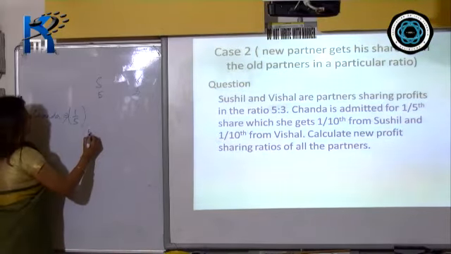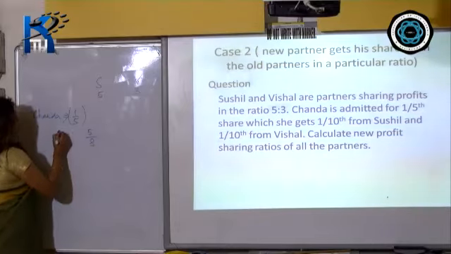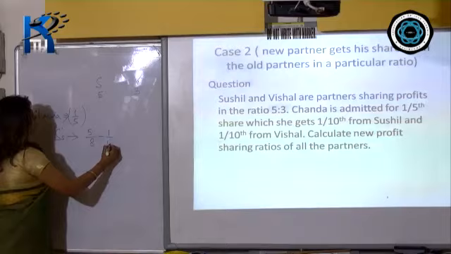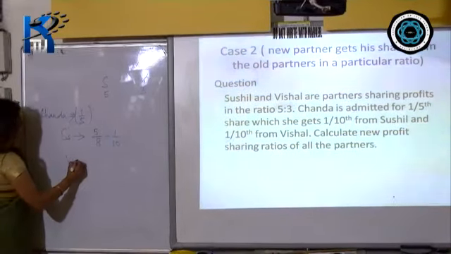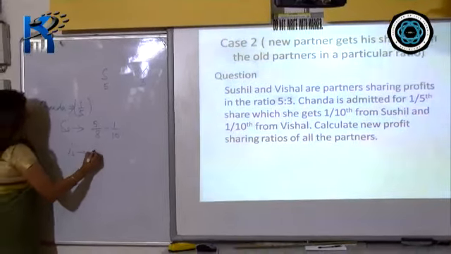So 5/8 was Sushil's share. He is going to sacrifice 1/10 from his share. And Vishal also gives 1/10 from his share. So we are left with, let us take the LCM, it comes out to be 40. 8 5s are 40, so 25 minus 4. This will give you 21/40. So this is Sushil's new share.